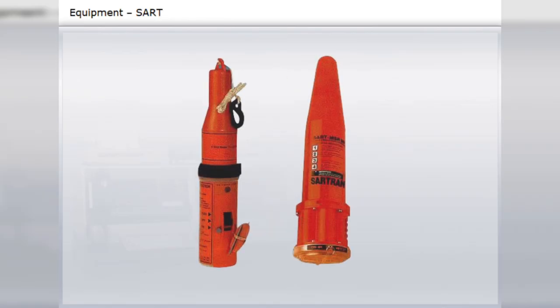This is a SART, Search and Rescue Transponder. The range of the SART depends on where you have been able to put it on your life raft and the height of transmitting radar antenna on the rescue ships. Try to get your SART up at least 1 meter above the sea level, then the range will be 5 nautical miles.